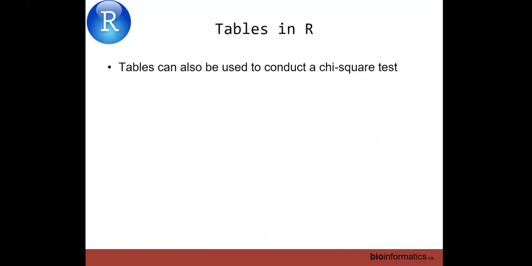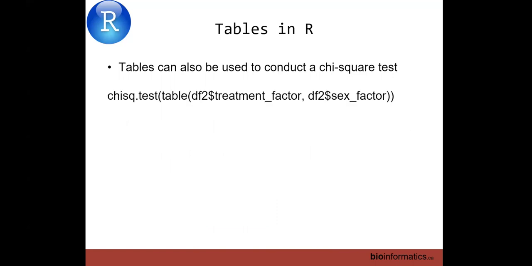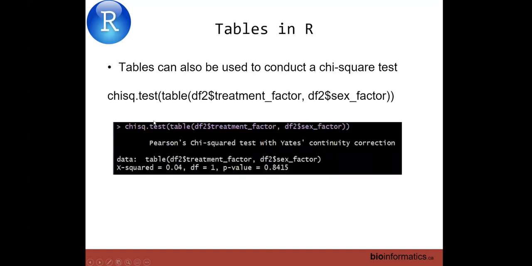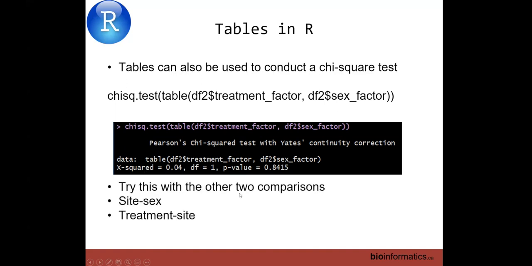All right, so tables are great too, because you can use them to conduct chi-square analyses. Just like you can wrap bar plot around your table, you can wrap chi-square around your table. So here I have the same table, but I'm wrapping the chi-square test around it. Or I have a different table and now I have a treatment factor, but regardless, both are fine. If you wrap chi-square test around it, you can actually run a chi-square test and get a p-value out along with your chi-square statistic. Okay, so try this with the other two comparisons, site and sex and treatment and site, and click yes once you've done two more chi-square tests, okay?